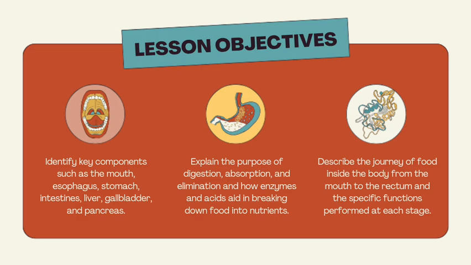As said, we will identify the key components of the digestive system. We explain the purpose of digestion, absorption, and elimination, and how enzymes and acids help in breaking down food into nutrients. And we also describe the journey of food inside the body from the mouth to the rectum and the specific functions performed at each stage. This is something I worked on for my finals, and I really find this topic interesting, so I hope you do too.